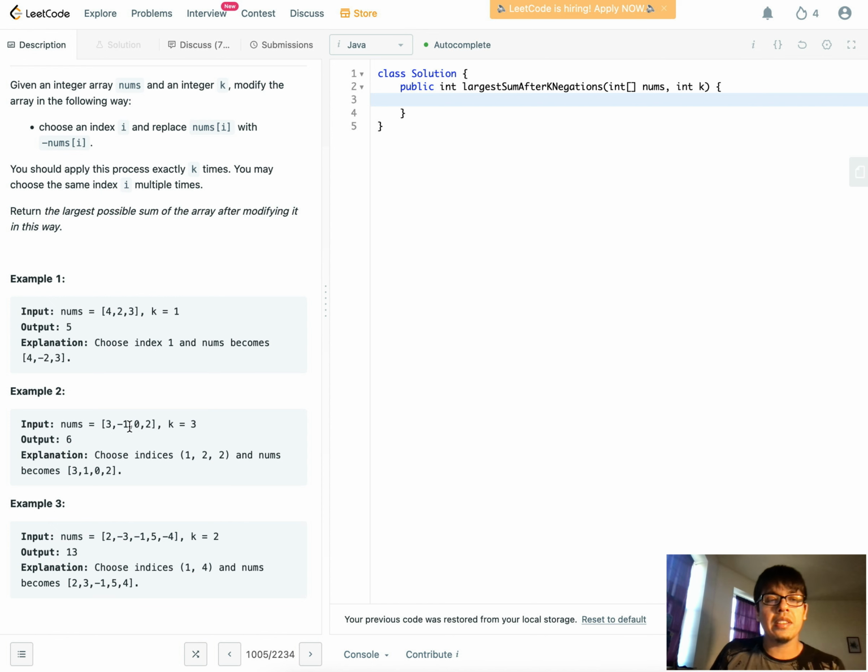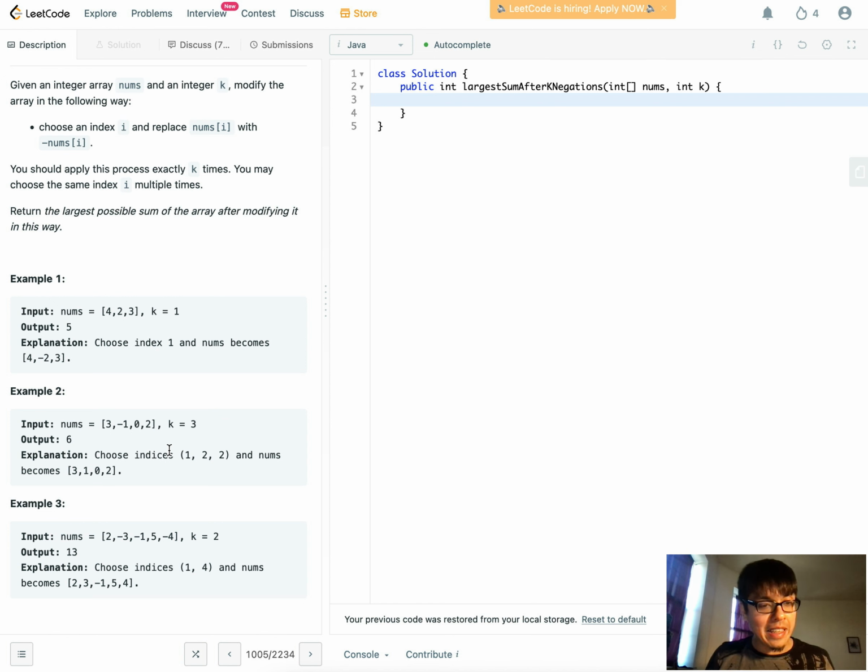Now, here's the second example. We have negative numbers in this array. Issue number 1. So how do we solve this problem? We have the array 3, negative 1, 0, and 2. We have 3 negations we can accomplish. So we choose indices 1, 2, and 2, and nums becomes 3, 1, 0, and 2. Did you see what happened there? We chose index 1, then we again chose index 2. So we had to take negative 1, negate it once, and then negate it again. And then we got the maximum sum, which is 3 plus 1 plus 0 plus 2, and that's 6.